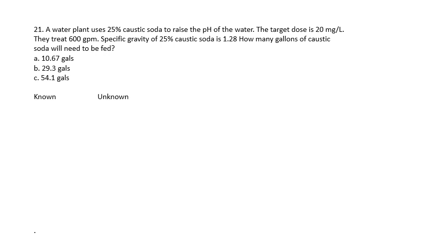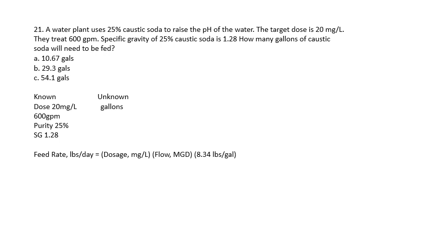First, pull out your known and your unknown. What we know is the dose, 20 milligrams per liter, the flow of 600 gallons per minute, purity of 25%, and a specific gravity of 1.28. What we're looking for is how many gallons will need to be fed. So feed rate in pounds per day is equal to dosage in milligrams per liter times flow in million gallons a day times 8.34 pounds per gallon.